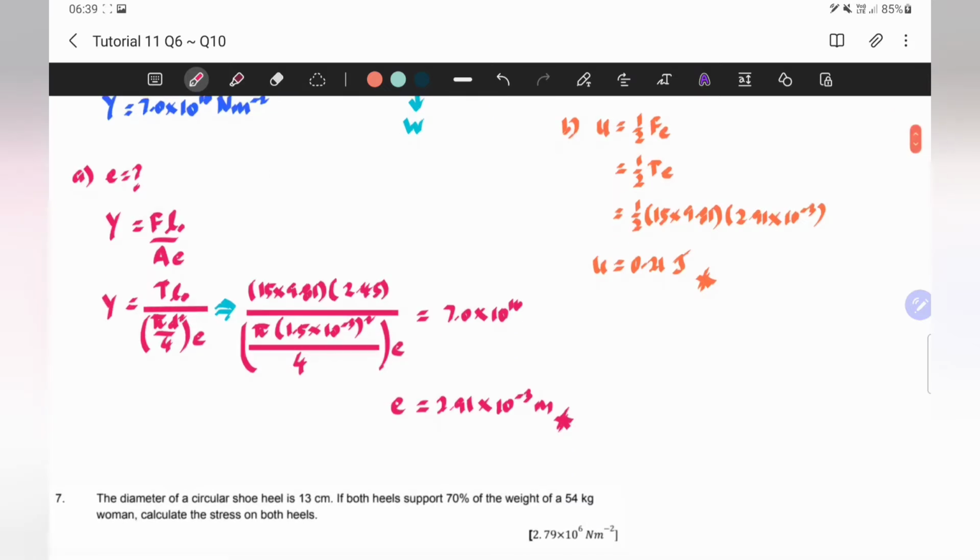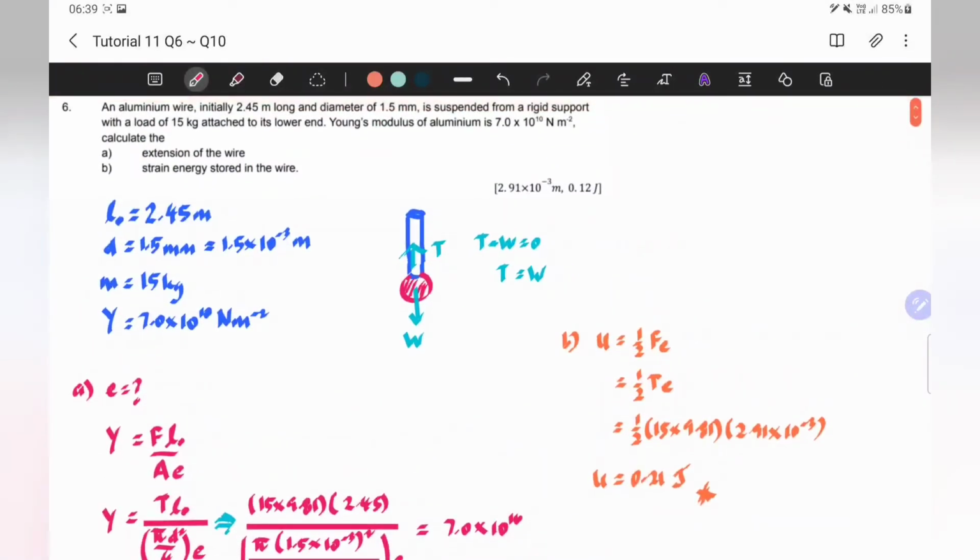Okay, next for the second part, which is B, they ask you to find the strain energy stored in the wire. From the equation of strain energy, which equals half F e, again the force exerted on the wire is the tension, so we substitute tension equals mg, and this is the elongation calculated before in A. Substitute into this equation and you will get the strain energy stored in the wire is 0.21 joule. Remember, the force equals the tension, which is the force exerted on the wire, caused by the weight hanging.